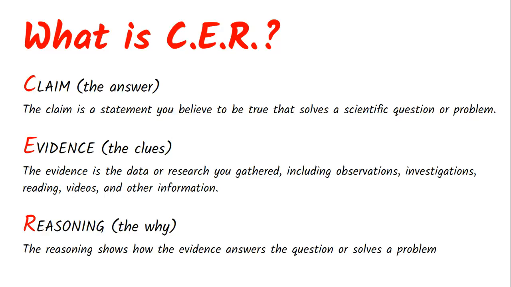So, the claim is the answer to a question. Our claim is simply a statement of what you believe to be true that solves a scientific question or problem. The evidence is the clues. It's the data or research that you've gathered, including observations, investigations, or perhaps some readings or videos that you've watched, or other information that you've gathered as you've tried to come up with the answer to a question. The reasoning is the why. It's what ties everything together to show how your evidence answers your question or solves the problem.